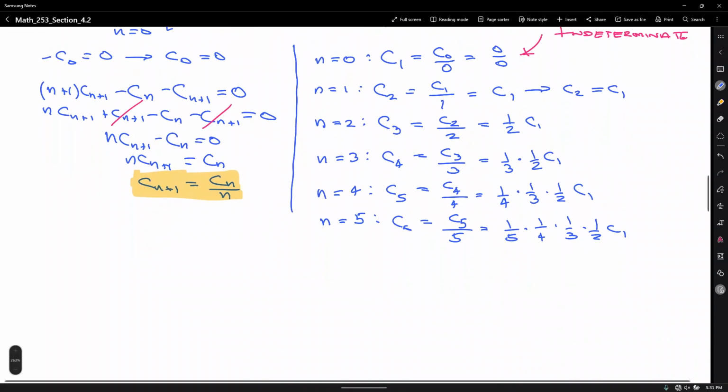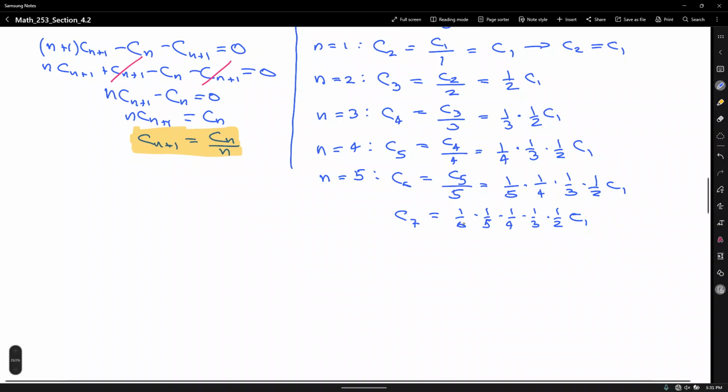Would you agree that the next, c sub 7, I'm not going to do the whole thing, it's just 1 over 6 times, wait, 1 over 5, 1 over 4, 1 over 3, 1 over 2, c sub 1. Do you guys agree with this? Okay, but did you notice how far the factorial goes? Do you see this 6? Isn't that 1 unit less than the corresponding coefficient?